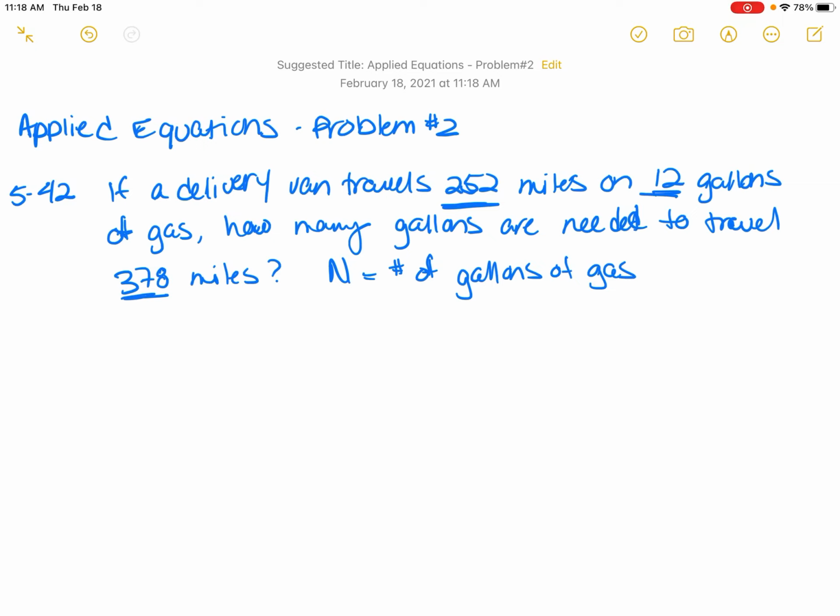So this is problem number 42, and it's located on page 181 of your book. So let's talk about it. And I'm going to solve this probably a little bit differently than the book will have you solve it, but when I talk it out, I'm hoping that it will make sense. If it doesn't, please email me. We can talk about it more. And the problem goes like this. If a delivery van travels 252 miles on 12 gallons of gas, how many gallons are needed to travel 378 miles? And N is the number of gallons needed, right?